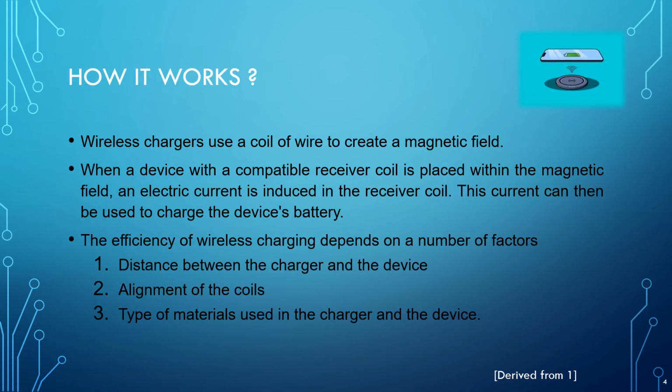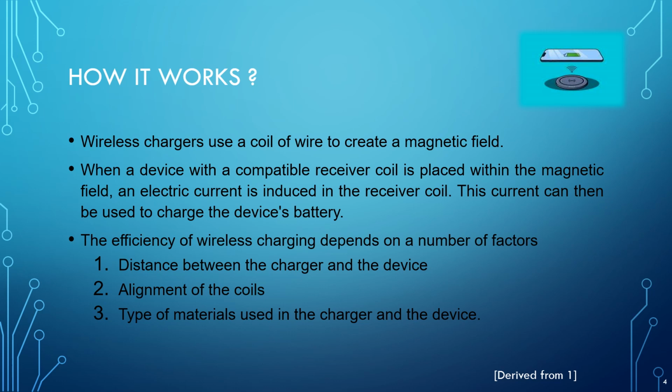Wireless chargers use a coil of wire to create a magnetic field. When a device with a compatible receiver coil is placed within the magnetic field, an electric current is induced in the receiver coil. This current can then be used to charge the device's battery.